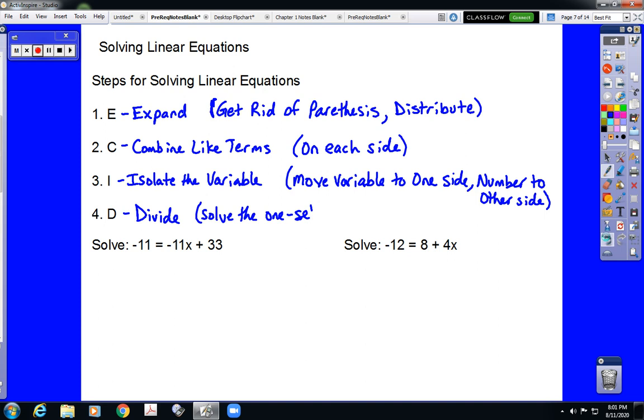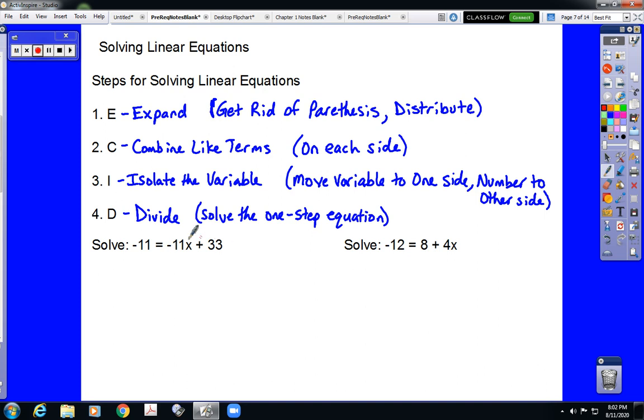And I've got a couple of examples that we're going to run through here. And it really will be fast. The advantage of this being on video is that you can always easily pause the video or go back and watch it again. So these first two are two-step equations. They don't have anything to expand. There are no parentheses. They don't have any like terms that need to be combined on either side. So we move directly to step 3, which is to isolate the variable.